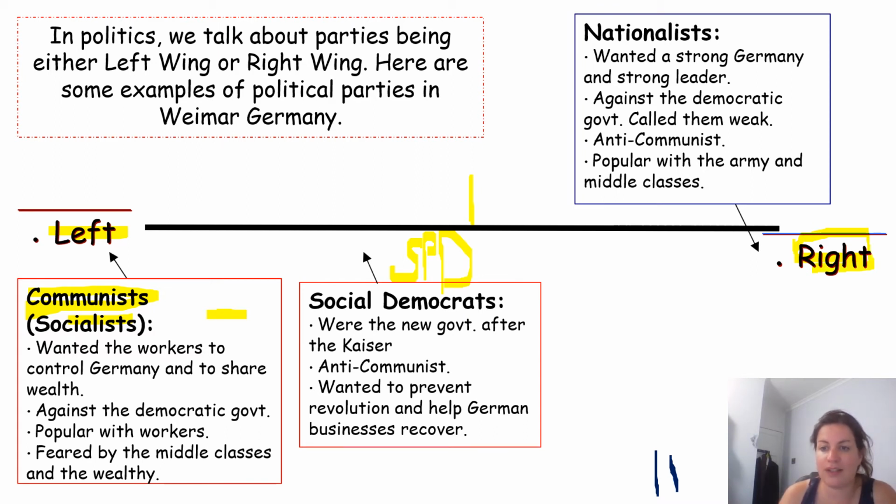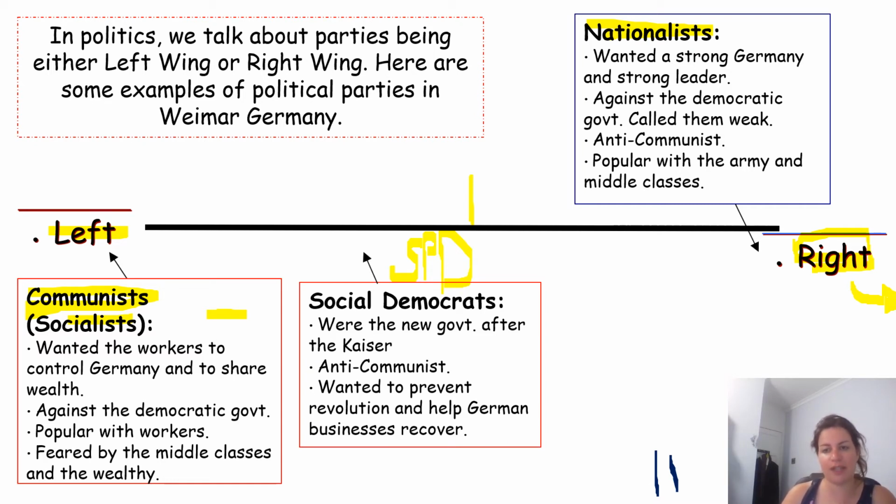So the Nazi Party isn't what's known as an extreme right party, and we'll come into that in a little bit more detail later. But for example, we have nationalists. So nationalists wanted to make a strong Germany and a strong leader. So they wanted a big, strong leader, a big, strong Germany, a bit like Kaiser Wilhelm.